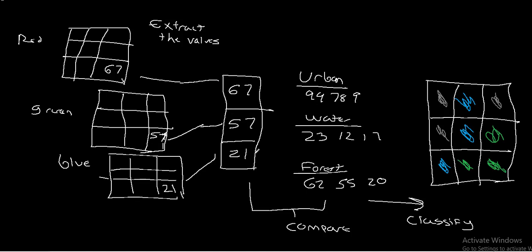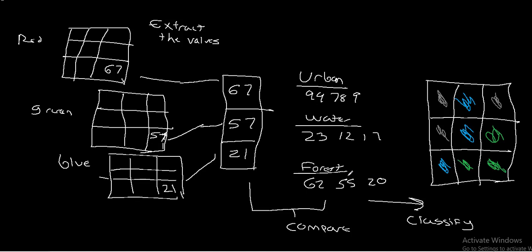Then the next step right here is that it's going to compare. It's going to compare the pixel values for each of the bands for a single pixel to the training data that we provided. This is just a sample. I made this data up. So urban might have something that looks like this, water might have something that looks like this, and forest might have something that looks like this.